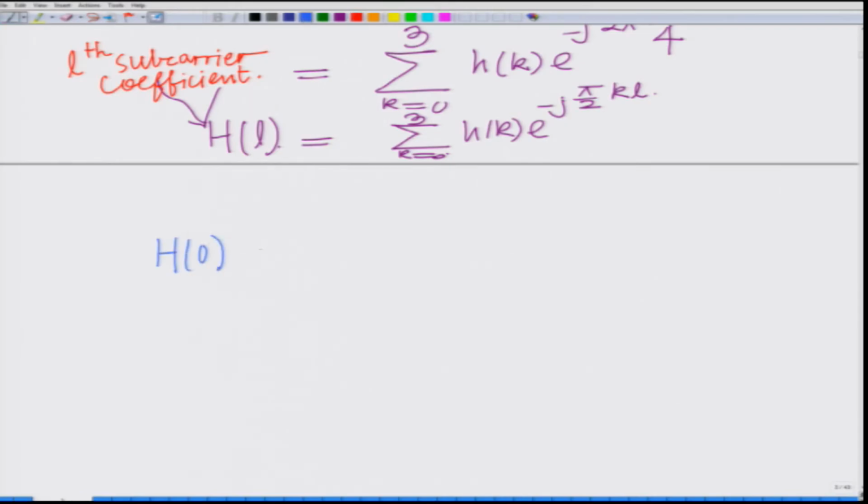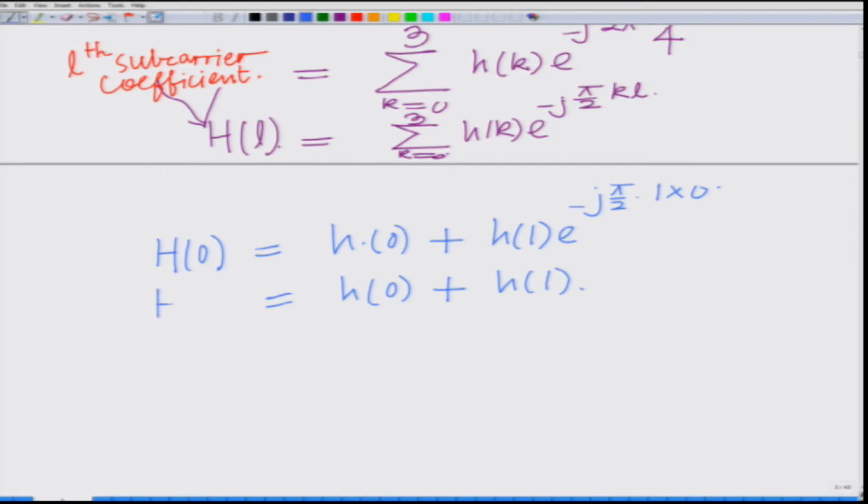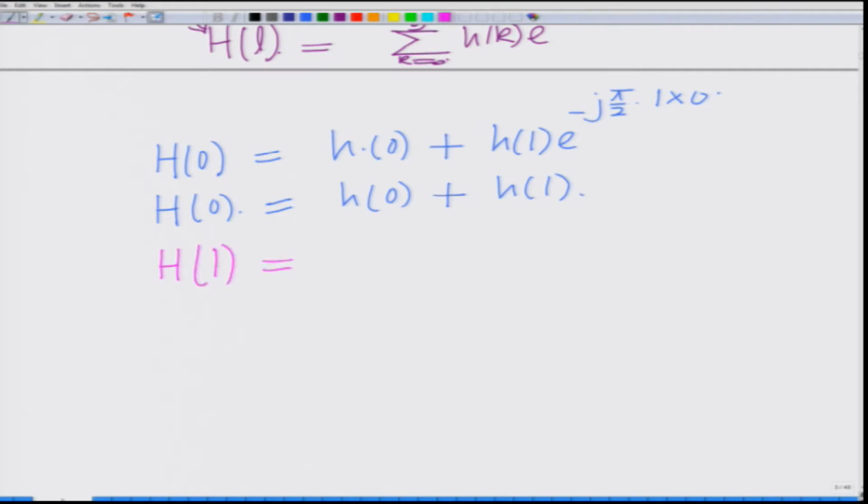So, H0 is basically your h of 0 plus h of 1 e power minus j pi by 2 k, with k equal to 0 and L equal to 0. So, basically this is h0 plus h1. So, you have capital H0 equals h0 plus h1. You have capital H1 similarly is h0 plus h1 into e power minus j pi by 2, which is equal to h0 minus j times h1.